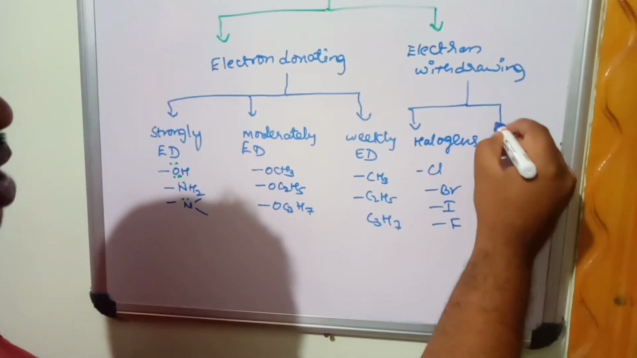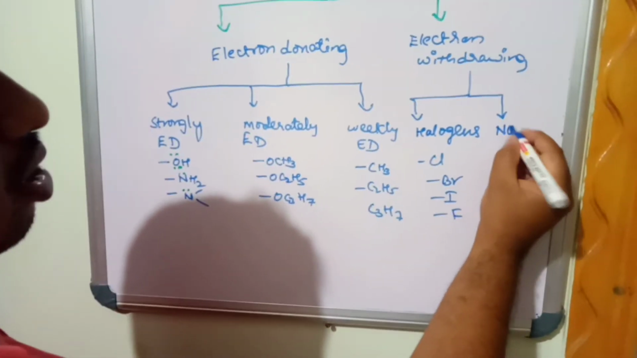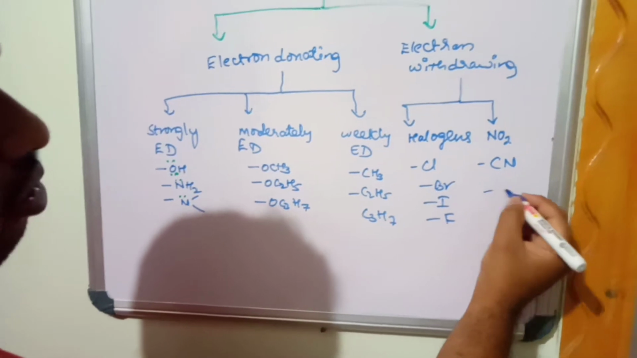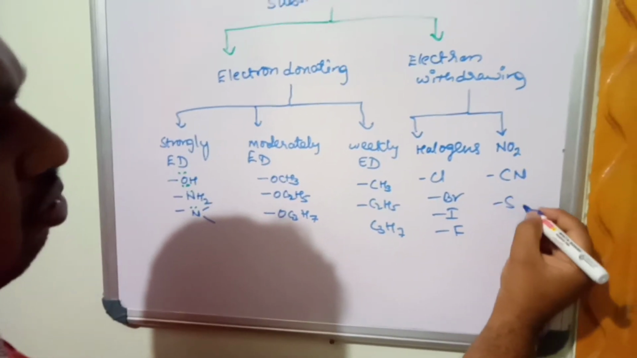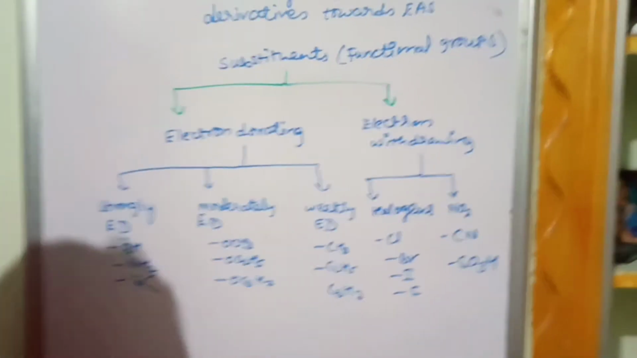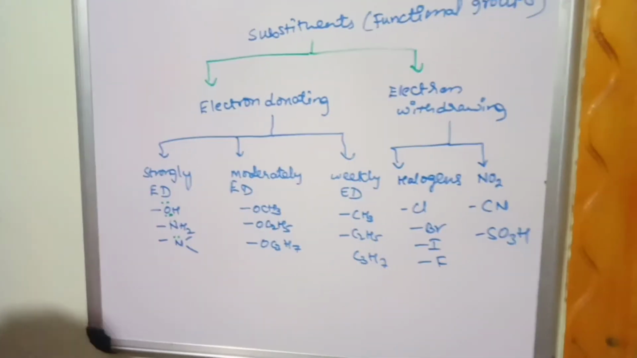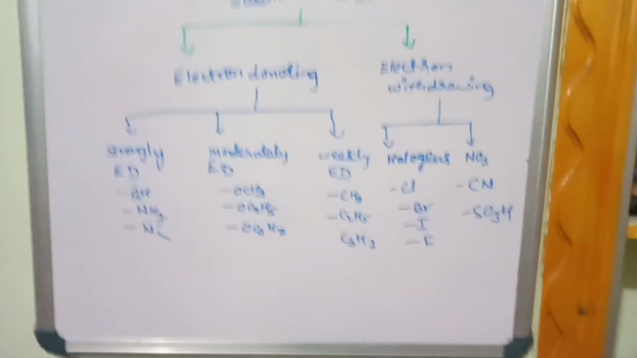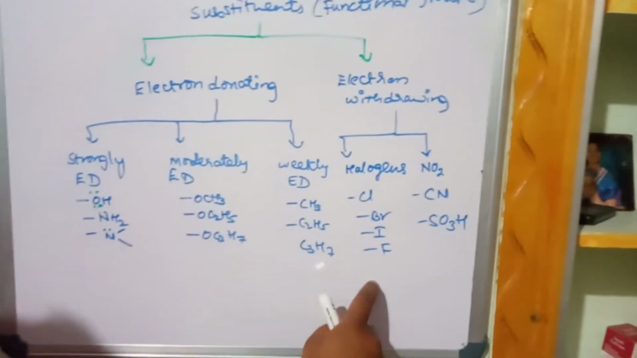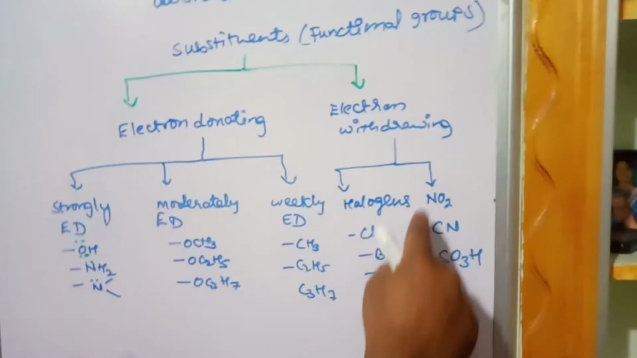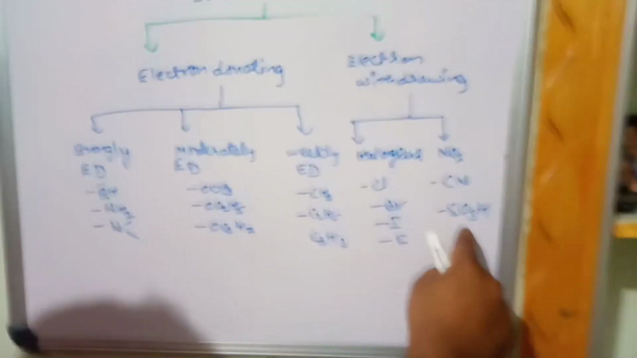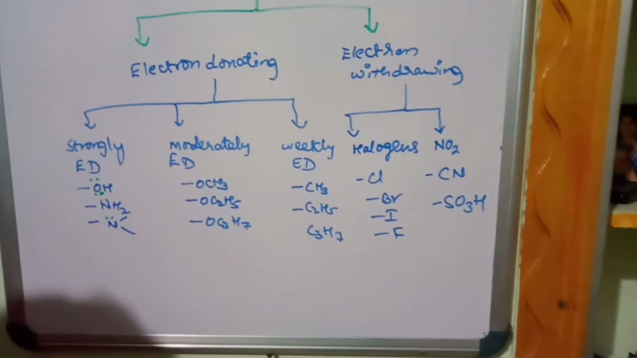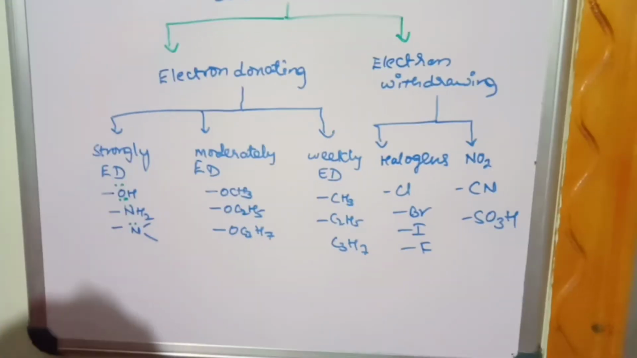Other groups like the nitro group, nitrile group, and sulfonic acid group, SO3H, also come under the class of electron withdrawing groups. So electron withdrawing groups are all the halogens, the nitro group, the nitrile group, that is the cyano group, and the sulfonic acid group.